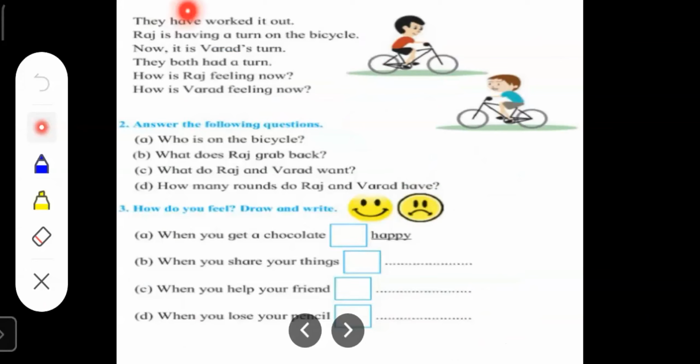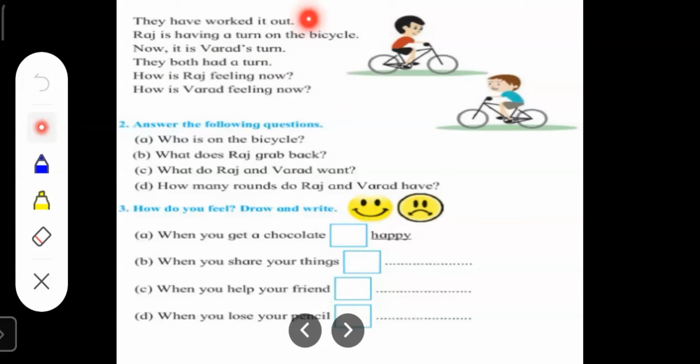They have worked it out. Raj is having a turn on the bicycle. Now it is Varad's turn. They both had a turn. How is Raj feeling now? How is Varad feeling now? So children, they have worked it out.